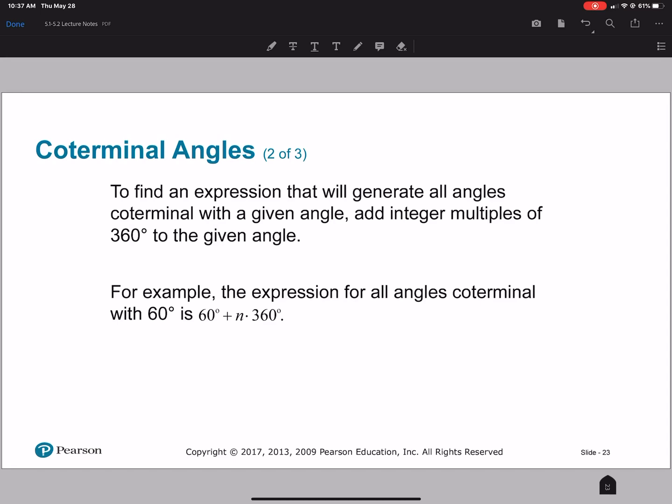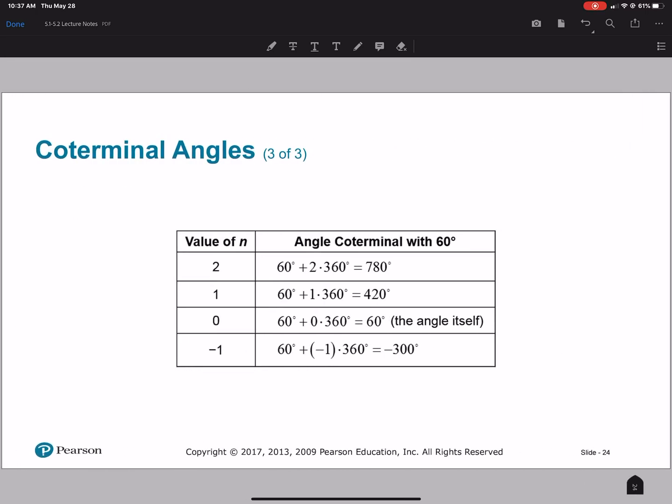So it says, to find expressions that would generate all angles coterminal to the given angles, add integer multiples of 360. Basically what I've already been doing. For an example, the expression for all angles coterminal with 60 is what? 60 degrees plus n times what? 360. So let's look at a chart of that. If I wanted to find the least positive coterminal angle, I would just put in 1. It would give me 420.